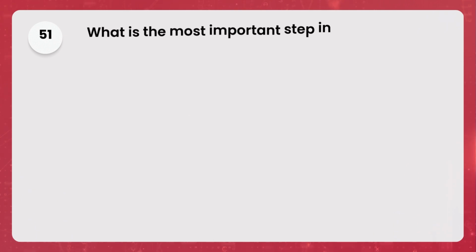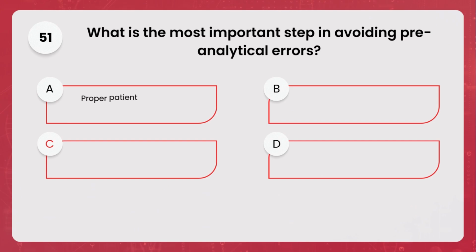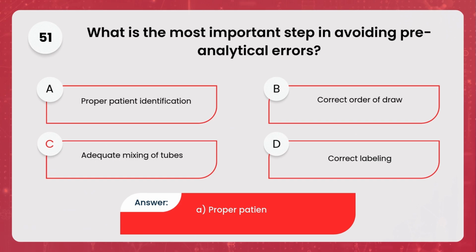Number 51. What is the most important step in avoiding pre-analytical errors? A, proper patient identification. B, correct order of draw. C, adequate mixing of tubes. Or D, correct labeling. The answer is A, proper patient identification.